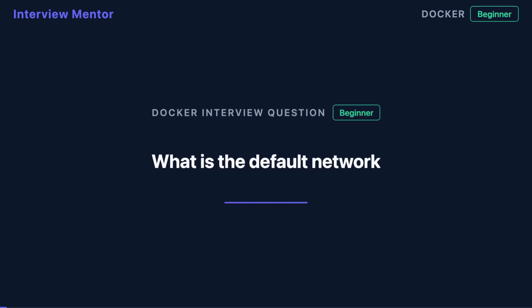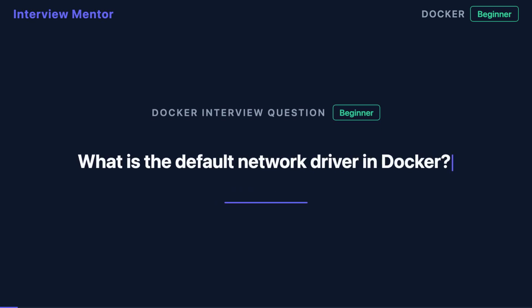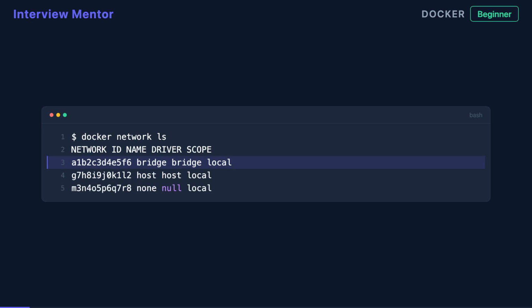Start a Docker container, and it silently joins a network. Which driver is running it? The default network driver in Docker is Bridge. Every Docker installation includes a built-in network also named Bridge. When you start a container without specifying a network, it automatically joins this Bridge network.